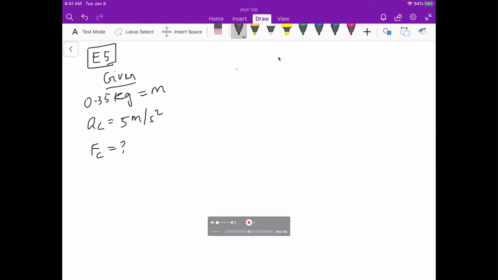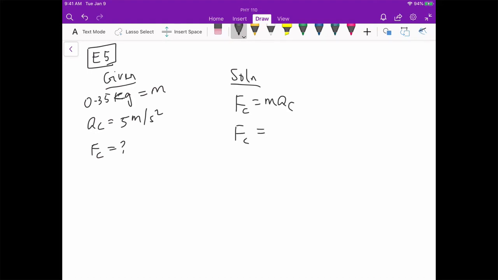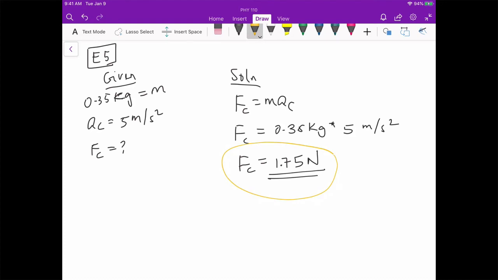Now you will simply choose the formula that says F centripetal is equivalent to mass times acceleration centripetal, because both are given. If instead of the acceleration, other parameters were given, then you could go and find it. But in this case, everything is given. So 0.35 kilogram, multiply that by the acceleration, 5 meters per second squared, okay? So it's like 5 times 5, 25, okay. Kilogram meter per second squared means Newton. We already mentioned this earlier, okay? All right.